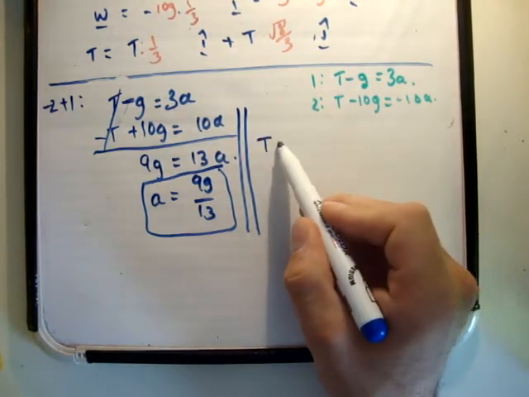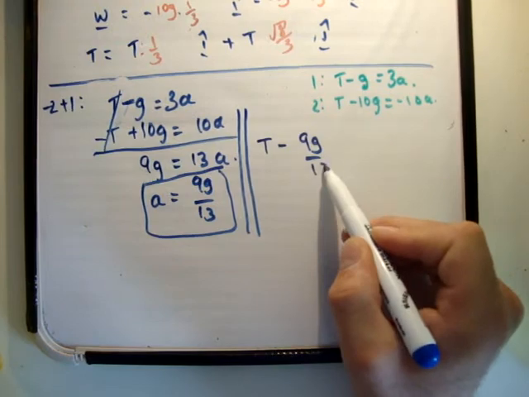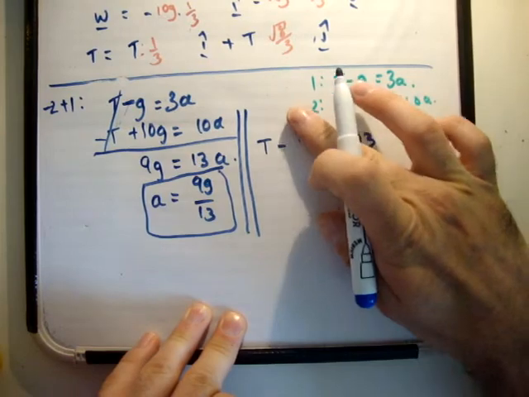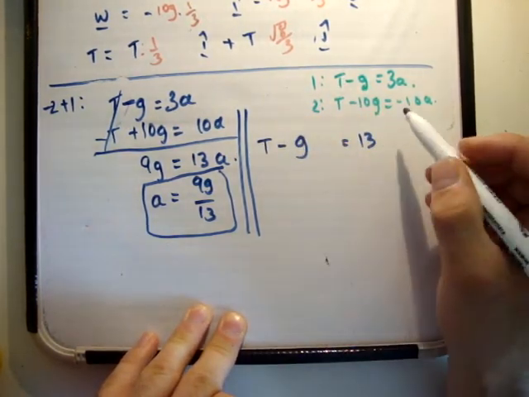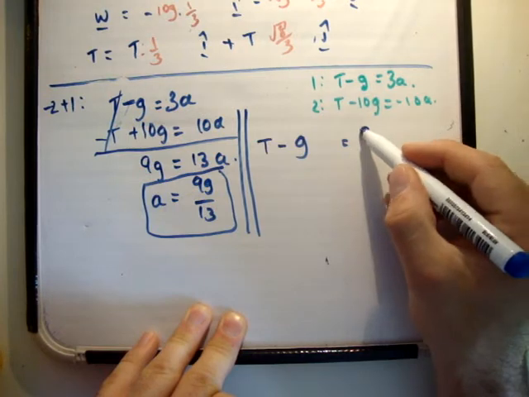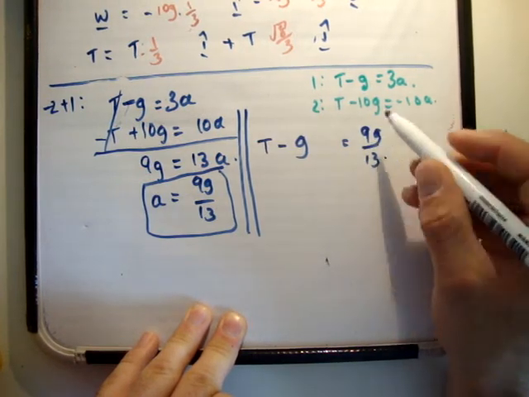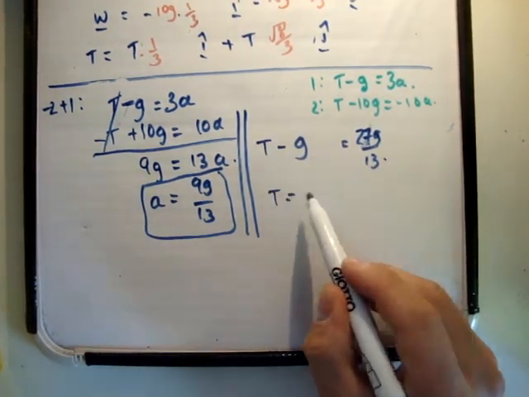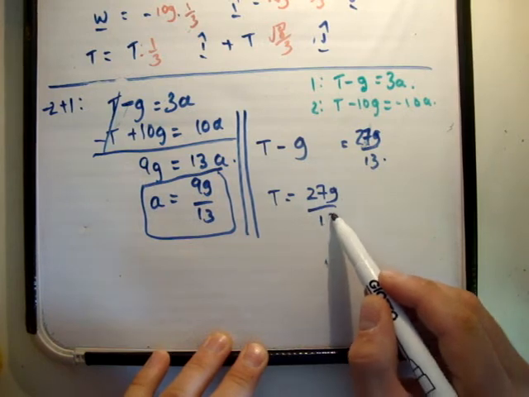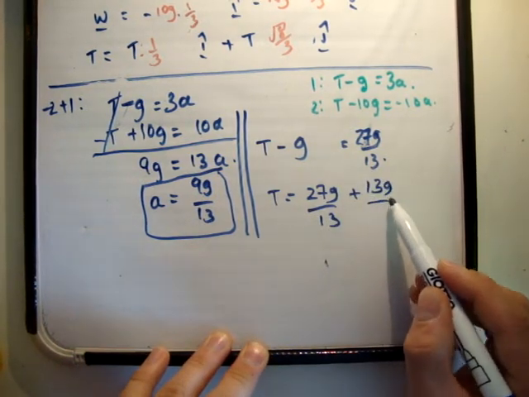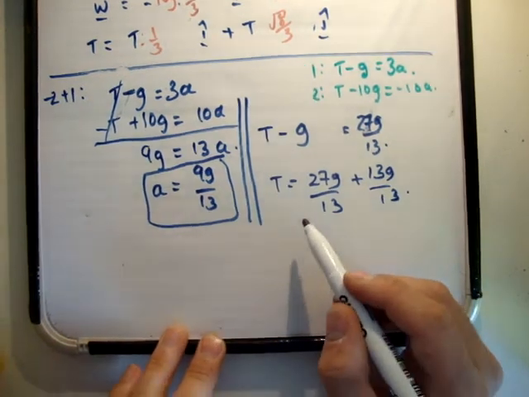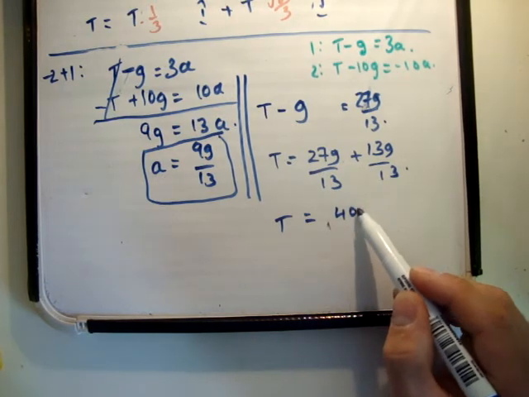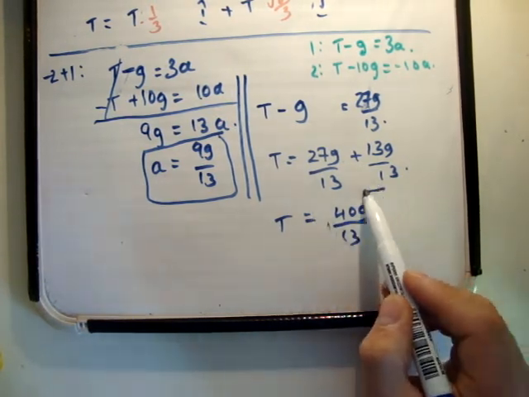So we're going to get t minus g is equal to 9g over 13 times 3, so 3 nines are 27, so 27g over 13. Therefore t is equal to 27g over 13 plus 13g over 13. So t is equal to 40g over 13, and a is equal to 9g over 13.